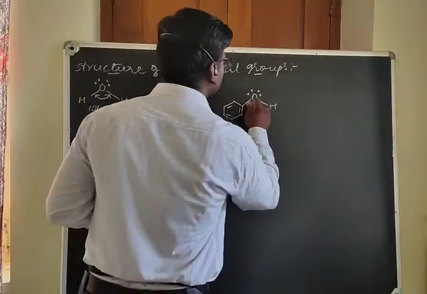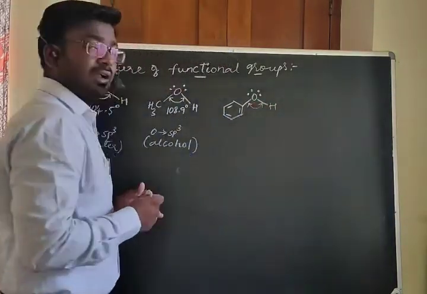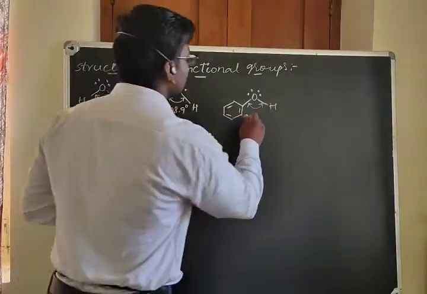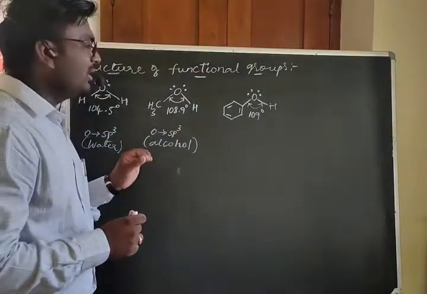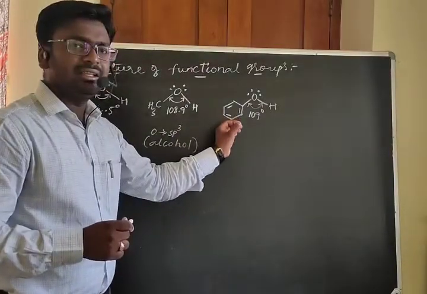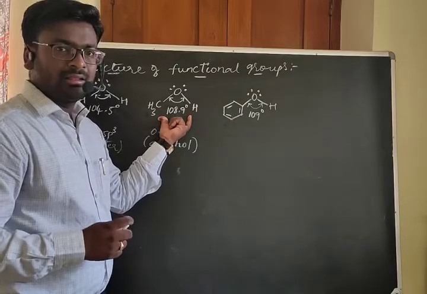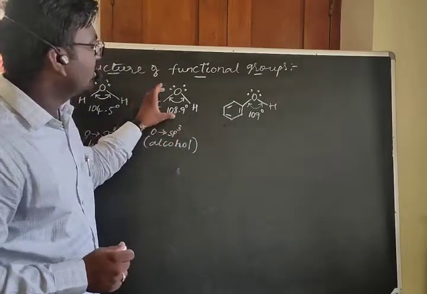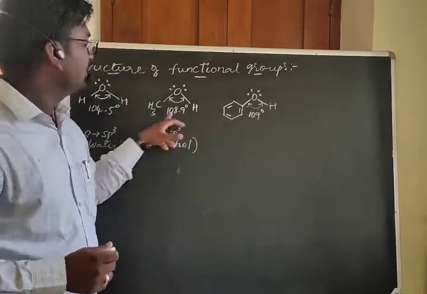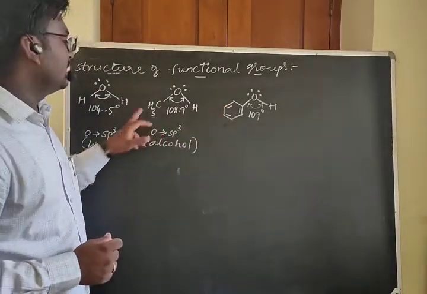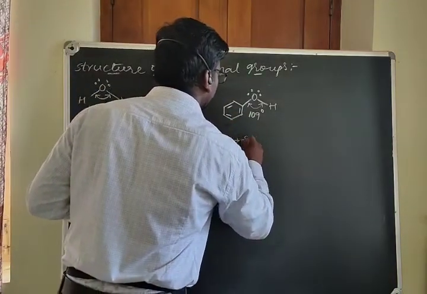Definitely it will be more. The bond angle will be more in this case. And how much is it? It is 109 degrees. The bond angle is slightly greater than in alcohols, because here also you have a bulky group, and it is a little bit bulkier than this. And here also oxygen is sp3 hybridized.